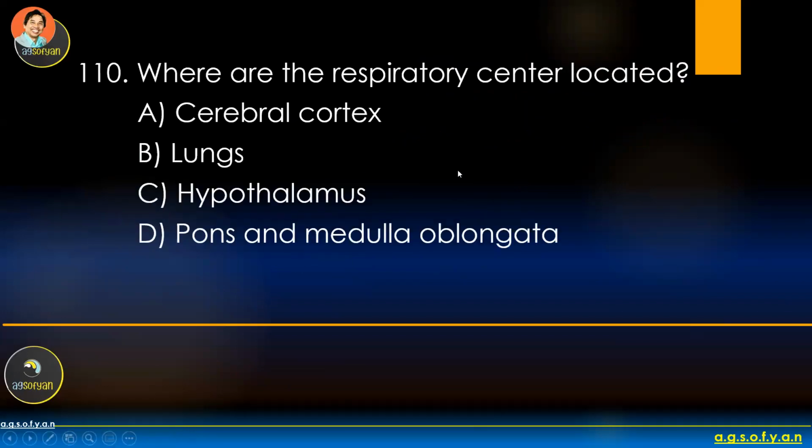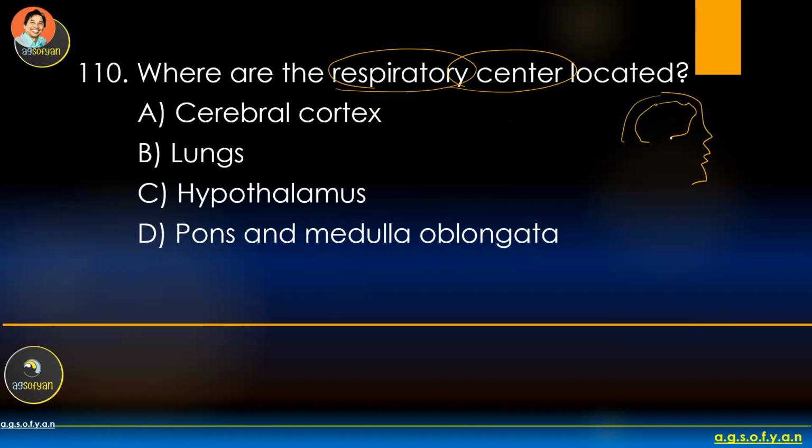Where is the respiratory center located? This is the part of our brain that controls our respiration, so it's called the respiratory center. It is located in the area called the brain stem. Therefore this is automatic control, because it is not controlled by the cortex. It is controlled in the brainstem. It is not controlled by the lungs.